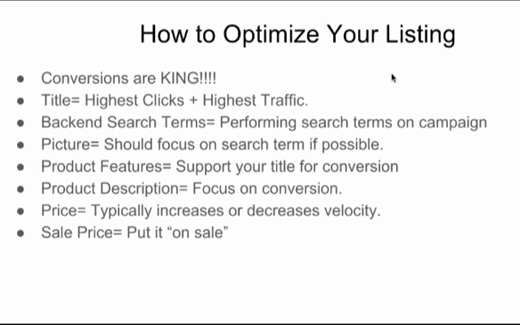Like I said before, your price typically increases or decreases your velocity. So keep in mind now you can actually use that as a lever. So if sales are slow, decrease your price a little bit. If sales are really booming, see if you could actually increase your price and maintain the sale velocity. Always put it on sale. Let's say you would typically sell it at $14.99. Put the list price at $24.99 and then put it on sale for $14.99.